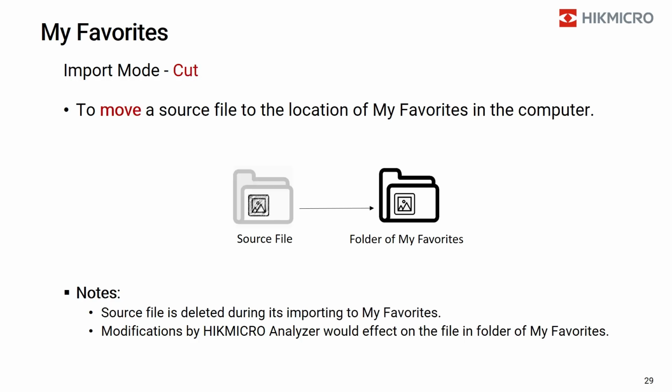The second import mode is cut, which means to move a source file to the location of My Favorites in the computer. In this mode, the source file will be deleted during its importing to My Favorites, and modifications by HIKMICRO Analyzer would affect on the file in the folder of My Favorites.